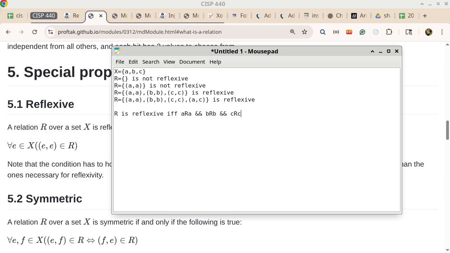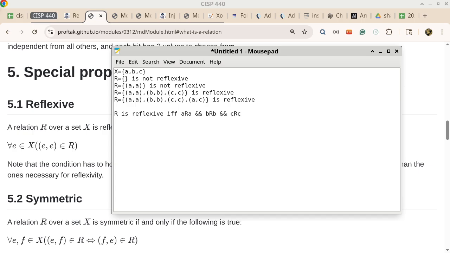Obviously, if X has a whole lot of elements, this may not be a viable option to spell out exactly what it means to be universally quantified, that for all E in X, EE is in R. But this time we can spell it out just because we only got three elements in X. Are we good so far? All right. Shall we move on to symmetric?